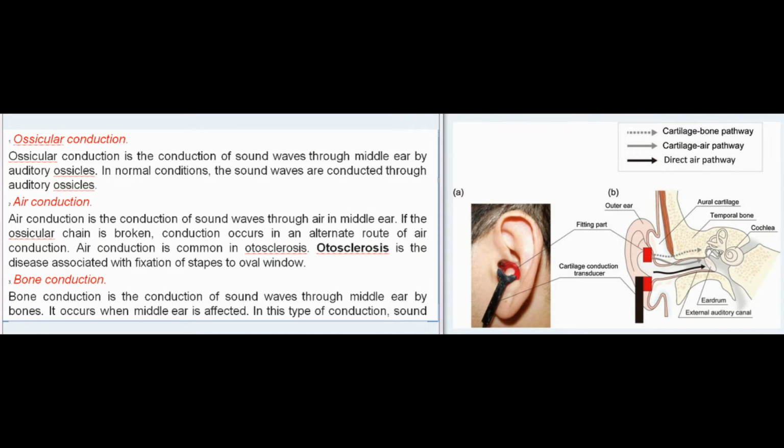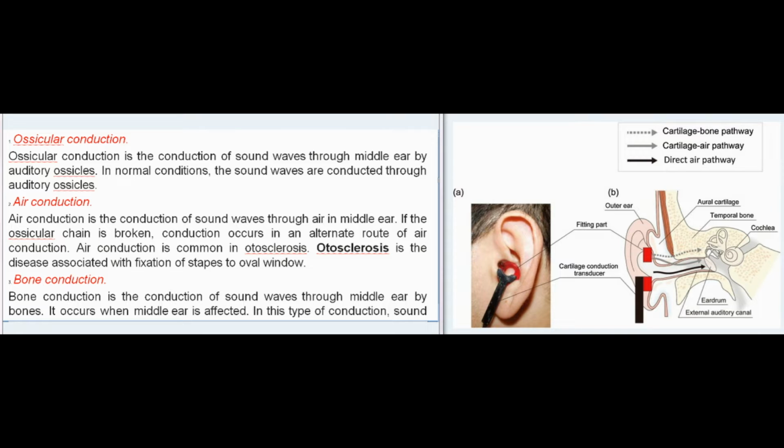Air conduction. Air conduction is the conduction of sound waves through air in middle ear. If the ossicular chain is broken, conduction occurs in an alternate route of air conduction. Air conduction is common in otosclerosis. Otosclerosis is the disease associated with fixation of stapes to oval window.